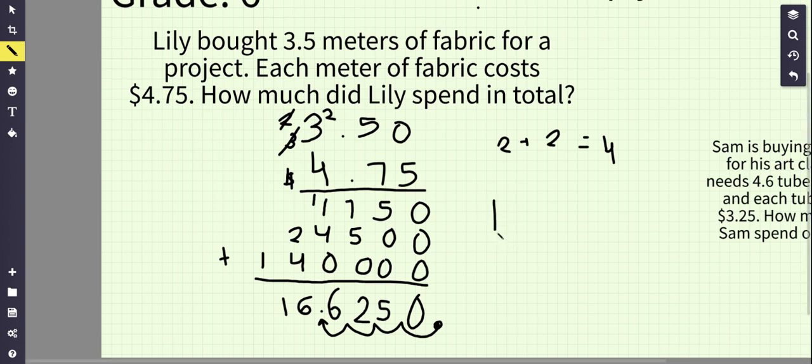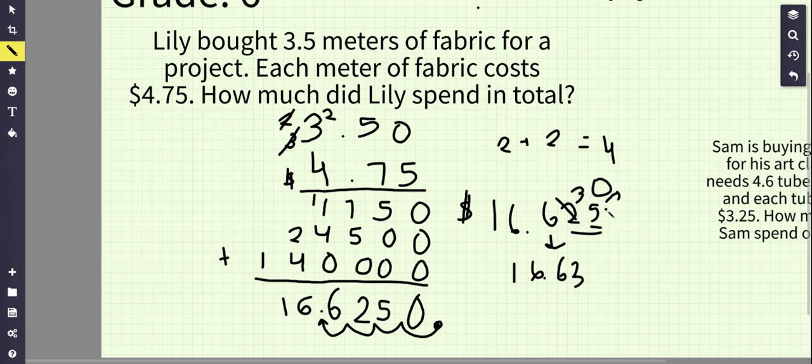So here, she spent $16.625. So 3.5 meters costs 16.625. We can round this to $16.63, because if we have a 5 at the end, the 5 rounds up, so it becomes 16.63.